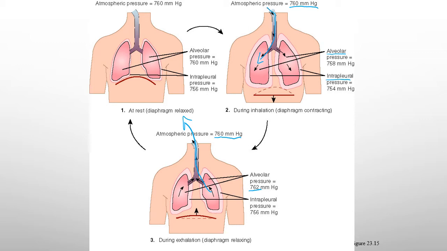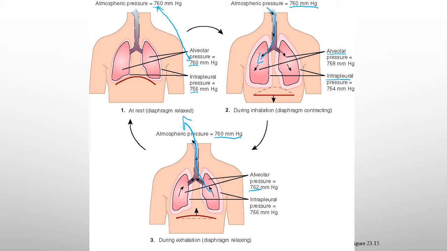We've gone through the process of getting the air out of the lungs. If they hold their breath at that point, our atmospheric pressure is going to be at 760, and our alveolar pressure is at 760. Once again, the intrapleural pressure is still below both of those. So we've got no net movement, because the atmospheric pressure and the alveolar pressure are equal to one another.